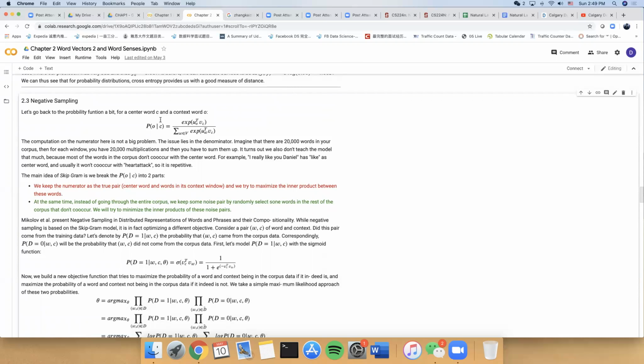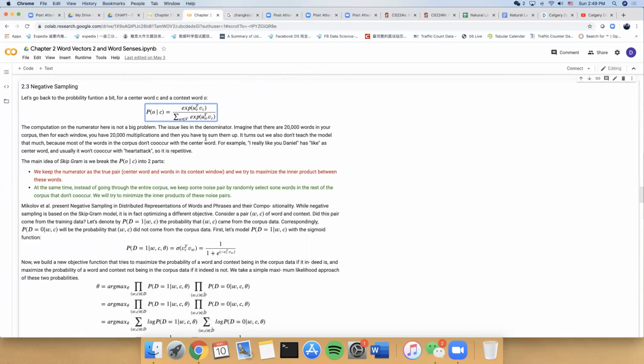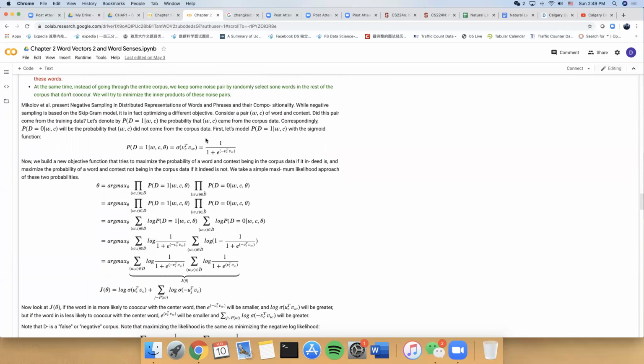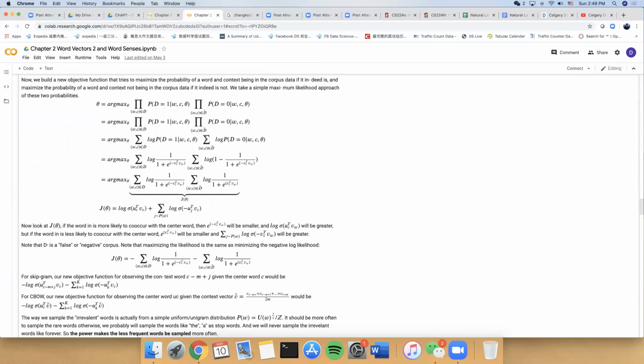So basically it's similar to stochastic gradient descent. We don't use the entire corpus summation, or all the windows. We use specific non-true pair windows for the denominator. In that way, we can reduce the amount of calculation. Basically, that's what negative sampling is doing.